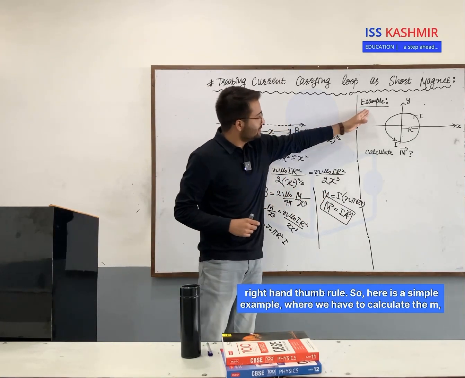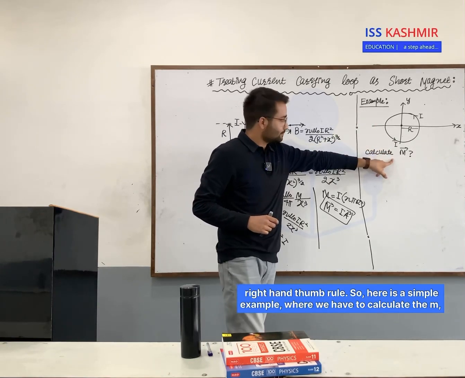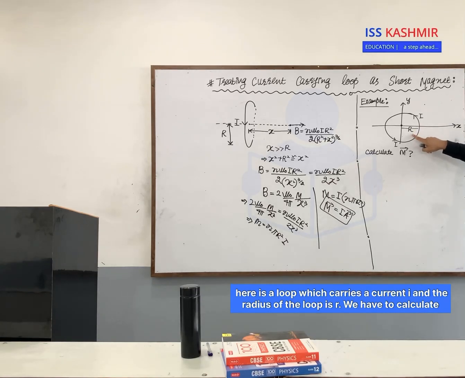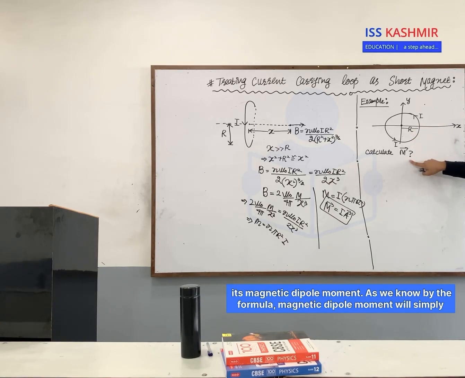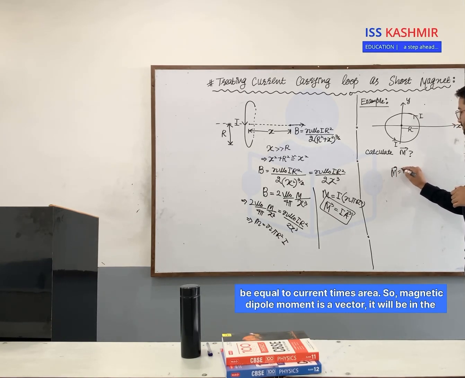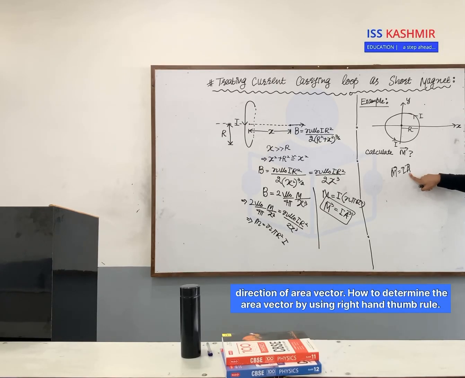So here is a simple example where we have to calculate m. Here is a loop which carries a current I and the radius of the loop is r. We have to calculate its magnetic dipole moment. As we know by the formula, magnetic dipole moment will simply be equal to current times area. Okay, so magnetic dipole moment is a vector, it will be in the direction of the area vector. How to determine the area vector? By using the right hand thumb rule.